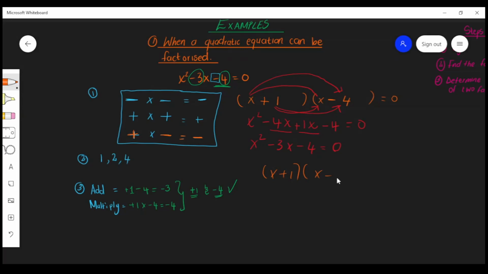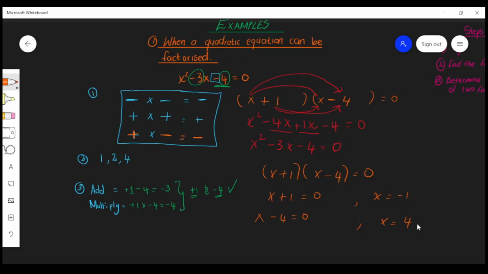And therefore solving, x plus 1 is equal to 0 and x minus 4 is equal to 0. Therefore x is equal to negative 1, and x is equal to 4. We just moved the positive 1 to the right hand side and the negative 4 to the right hand side, and therefore the sign changed.